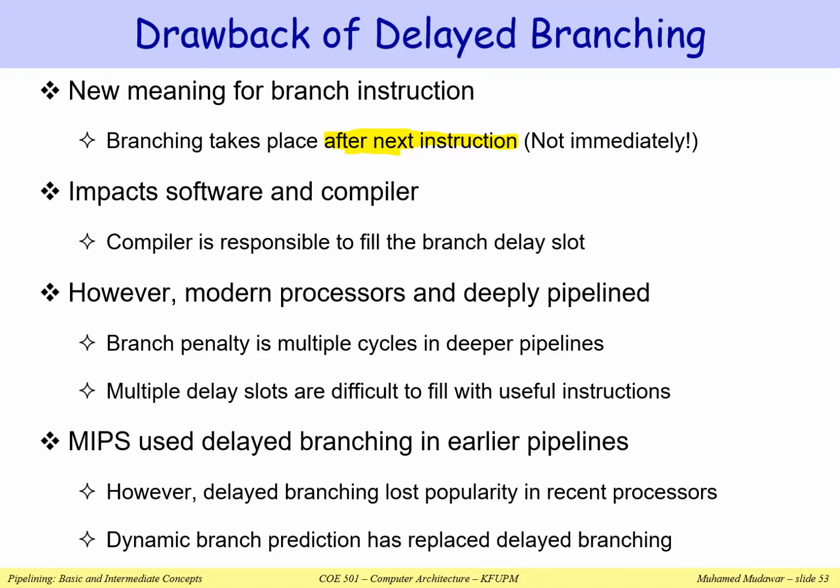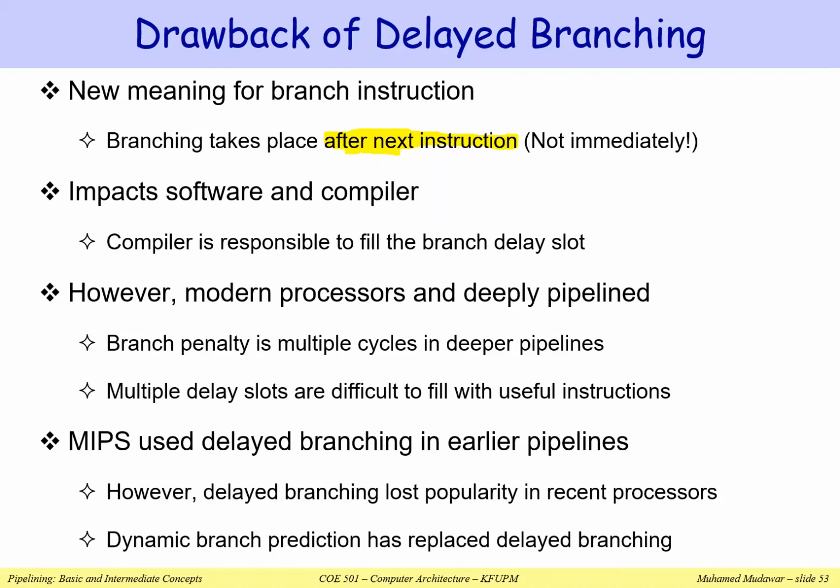It's going to impact the compiler. So now the compiler is responsible to fill the branch delay slot. So people have to go and modify the compiler, okay, to fill the branch delay slot. And this is not really nice from the compiler writer, from the compiler point of view. The compiler writer might not be happy because he has to go and modify the compiler to fill the branch delay slot.